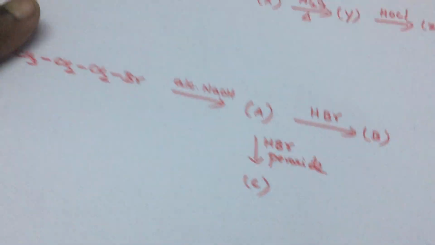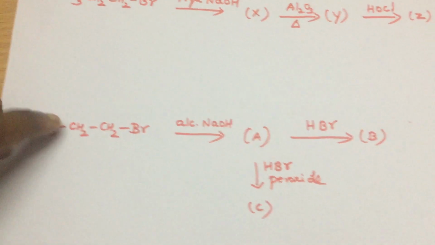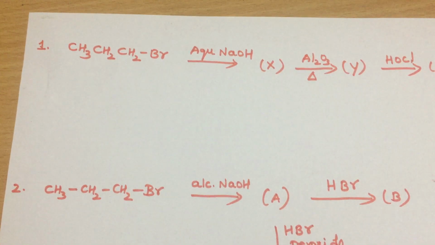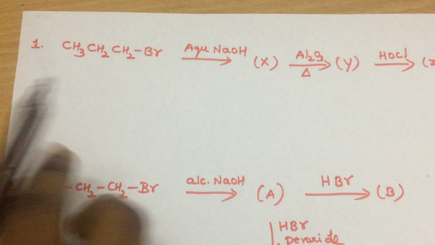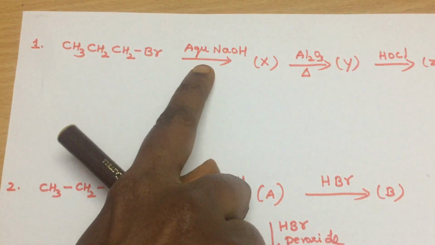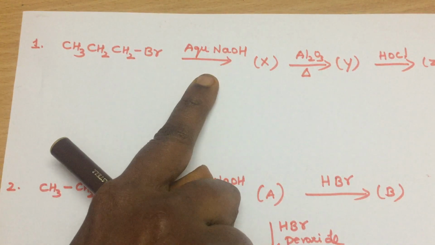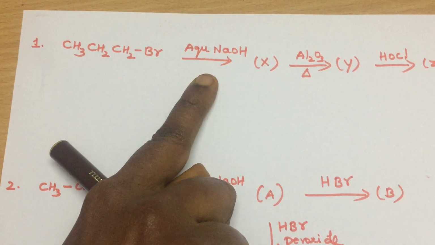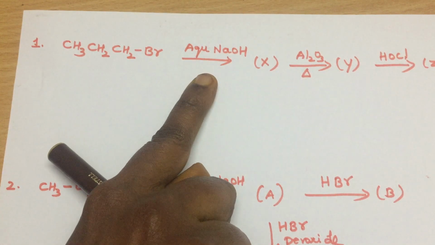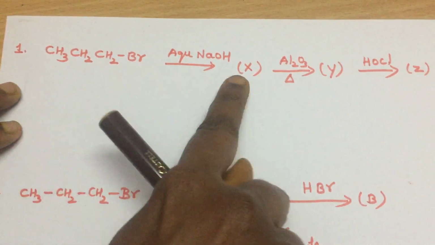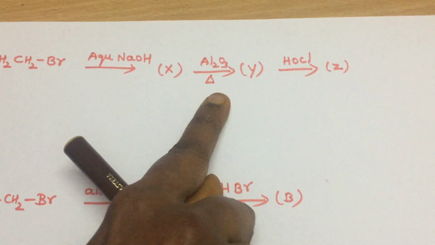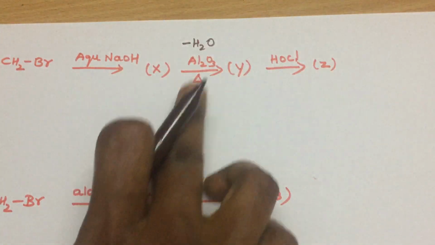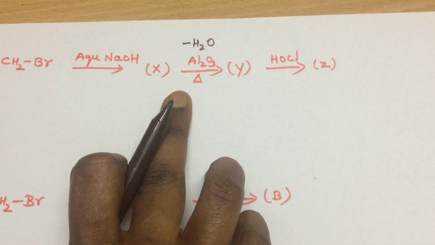So this is your test yourself question. Students, these are some very beautiful questions. By solving these, you will get to know everything. I'll give you a clue. Here aqueous NaOH is used, so this is a substitution reaction. I already took a class on the substitution session, so you can refer to that and answer. So here substitution takes place, and with Al2O3, removal of water, elimination of water, takes place.